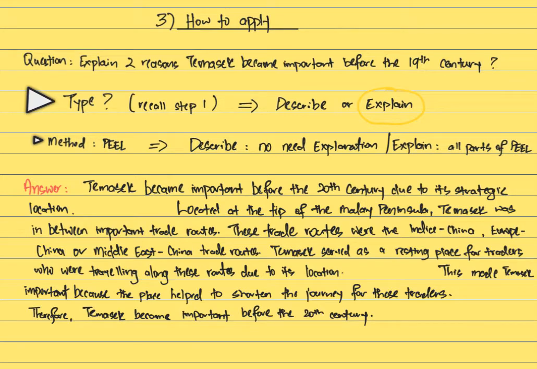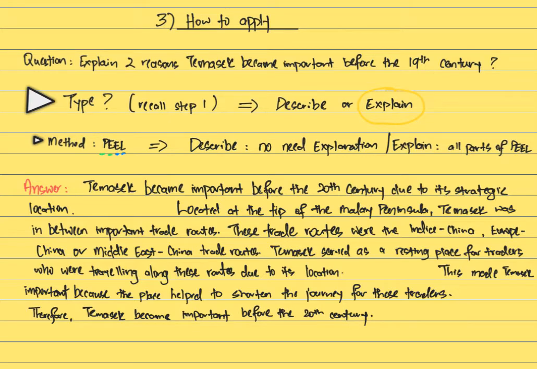So in the method, it's PEEL, which P stands for point, E stands for example, the second E stands for explanation, and then of course the last one is an L, which is link. So in PEEL, you don't use all parts of PEEL, so the entire PEEL is only used for an explain. If you have a describe question, you only need to use P and E because you don't need to explain.